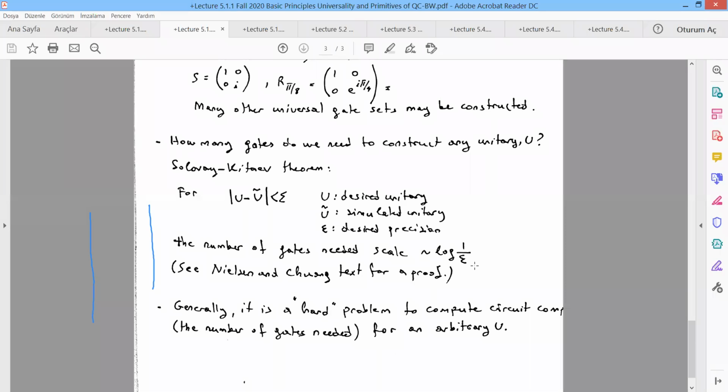So for a proof of this, you can see Nielsen and Chuang. This is one of the basic texts on quantum information systems. You can check this book, if you'd like, for a proof of this theorem. But in general, it's a hard problem. Hard meaning, again, exponentially difficult to compute circuit complexity. In other words, the number of gates needed to build a certain unitary operator is an exponentially difficult problem for an arbitrary unitary transformation.